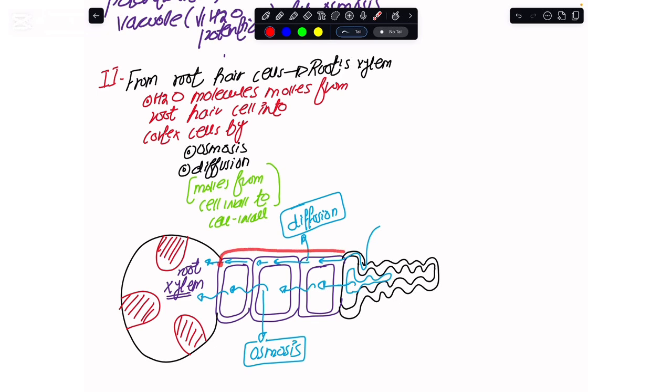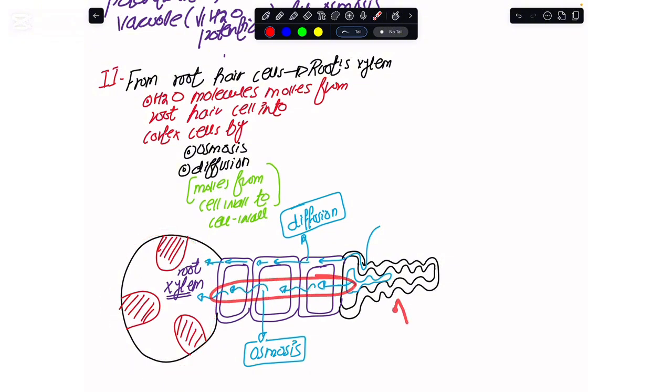Now when the water moves in this area, it is by two mechanisms, diffusion and osmosis. When the water moves from the cell wall of the root hair cell to the cell wall of the cortex cell, here diffusion of the water is taking place. But when the water moves from the root hair cell's cytoplasm into the cytoplasm of the cortex cells, between the root hair cell and the vascular bundle of the root, this is referred to as osmosis.